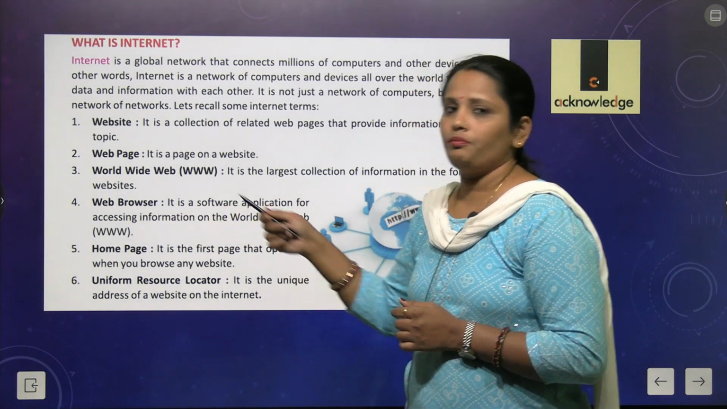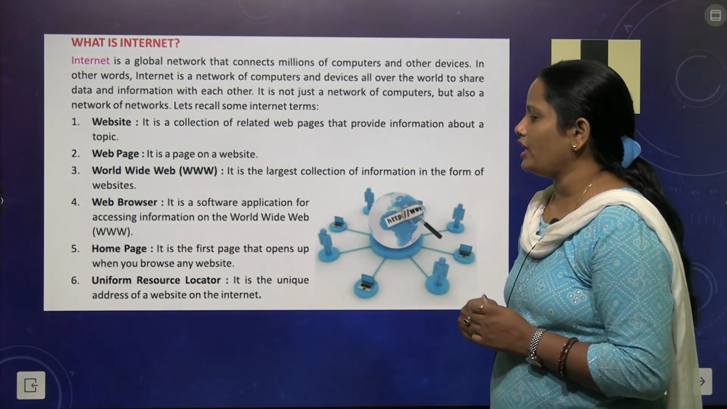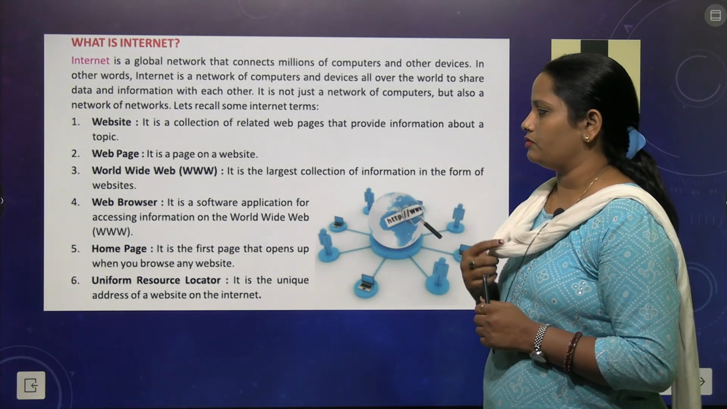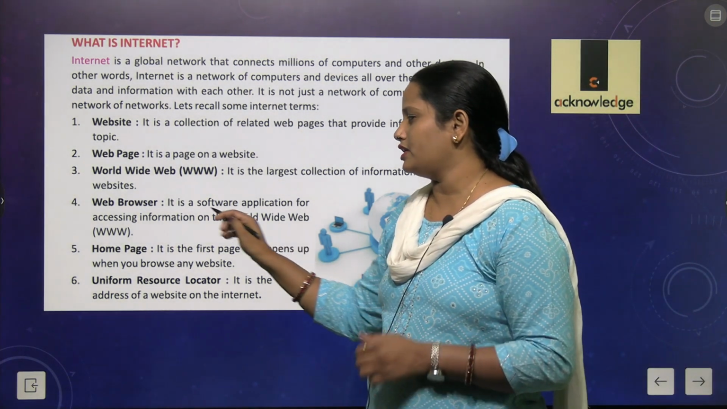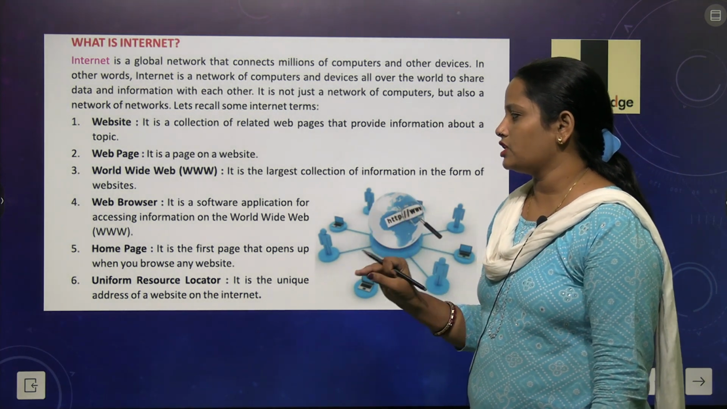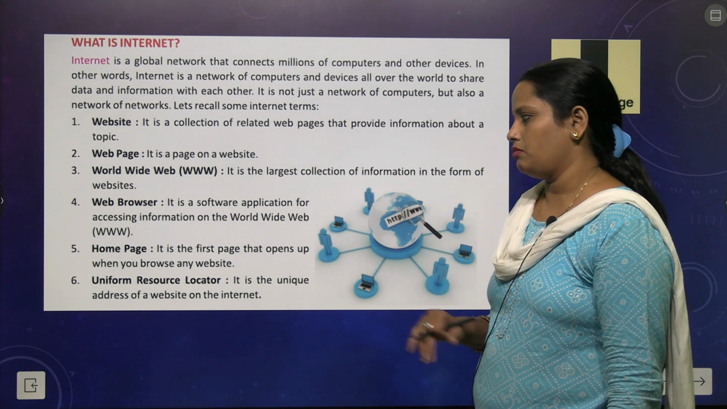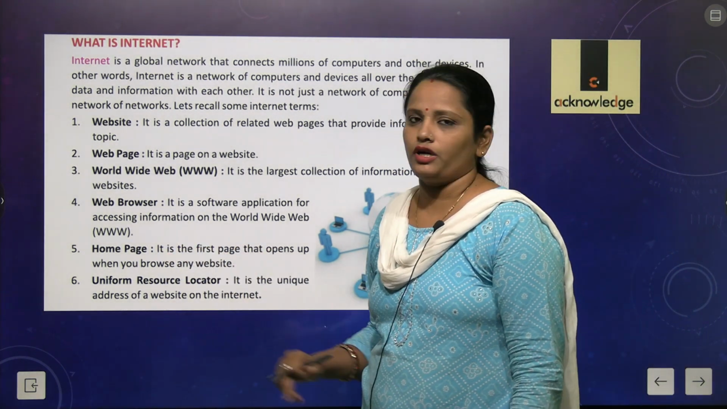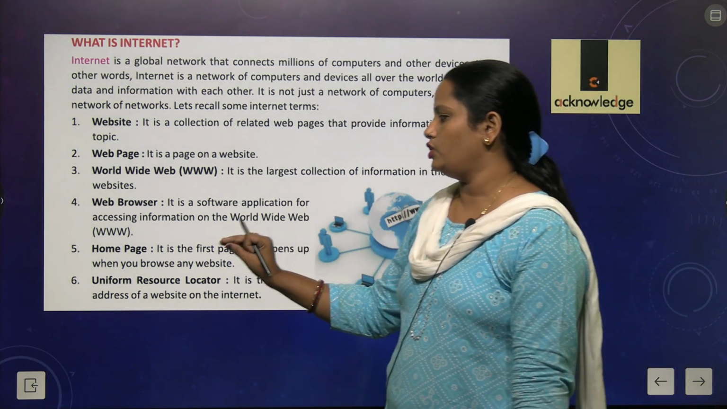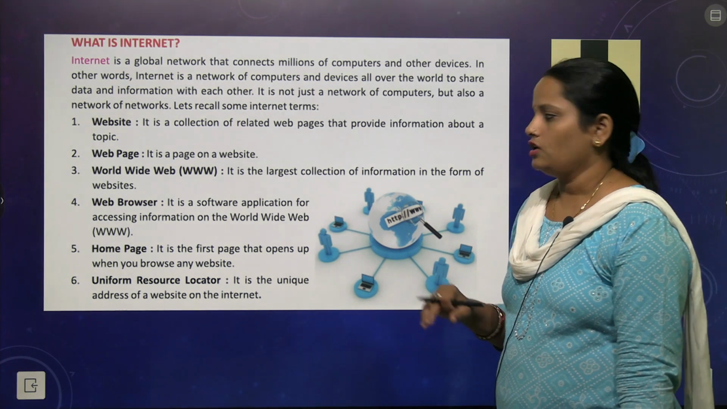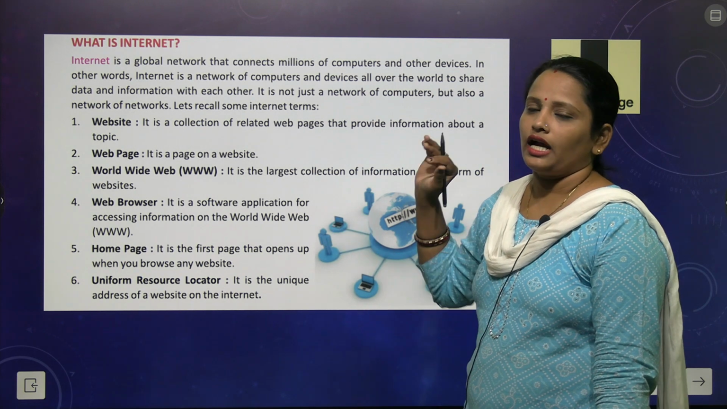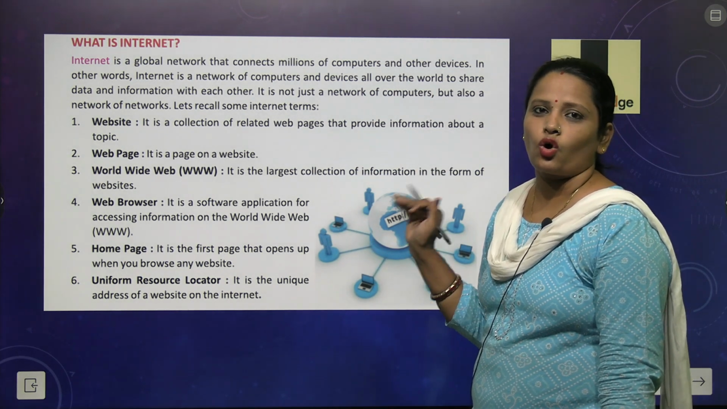Fourth is web browser. It is a software application for accessing information on the World Wide Web. So a web browser is a software application through which we can access information on the WWW. Fifth is home page. What is home page? It is the first page that opens up when you browse any website. So whenever we browse anything, the first page that appears in front of us is called the home page.